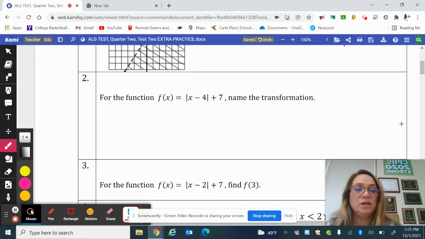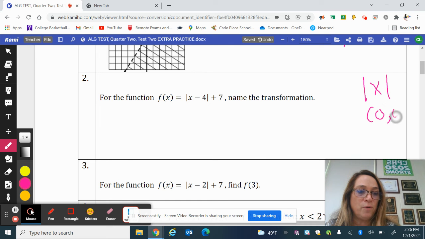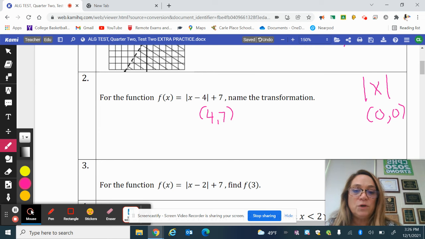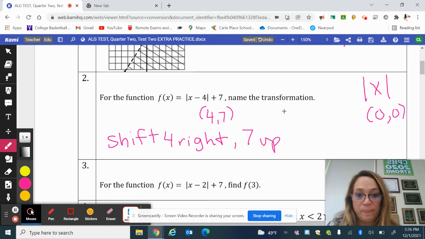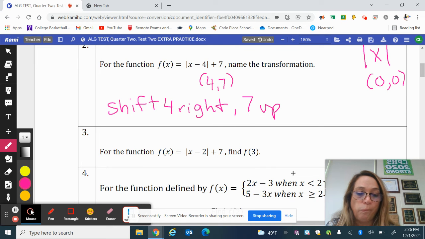Okay, name the transformation. So remember, the parent function is always the absolute value of x, which goes through 0, 0, or the origin. And this one would have a turning point of +4, +7. So when the x is positive, that means that it's gone to the right. So that would be 4 to the right. And when the 7 is positive, that's the y. So that would be 7 up. So we would say a shift. You can also use the word translation of 4 to the right and 7 up. And you can double check this on your graphing calculator.